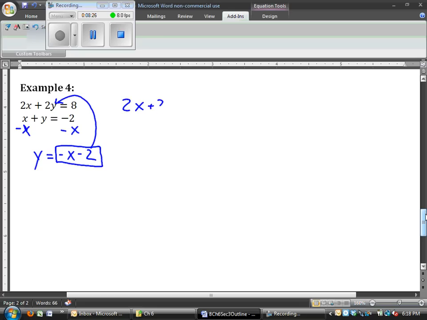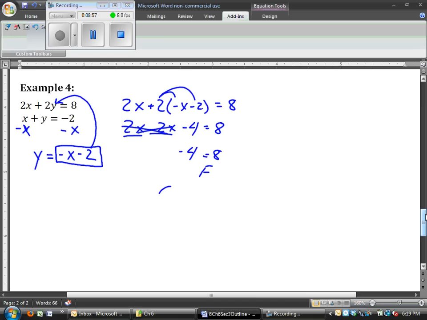So 2x plus 2 times negative x minus 2. Again, without your parentheses, you're going to be up a creek. Okay, so 2x minus 2x minus 4. 2 times negative 2 is negative 4. Again, we see right here, 2x minus 2x cancel out. So negative 4 equals 8. Negative 4 does not equal 8, in fact, so it's false, which means we have no solutions.